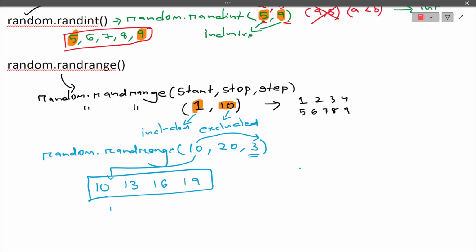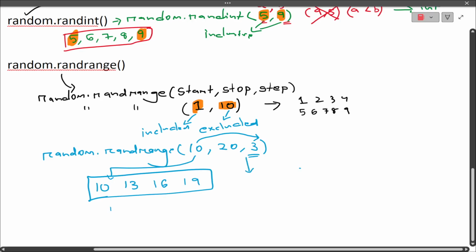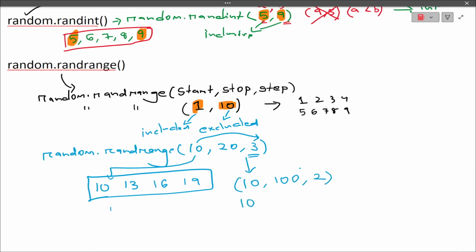Suppose I want only even numbers from random. What will I write? I just need to change it to 10, 100 here too, with a step of 2. So every time what will happen? It will start from 10 and it will give 12, then 14. So every time you will be observing even numbers. I will have this control with me whenever I am expressing this.